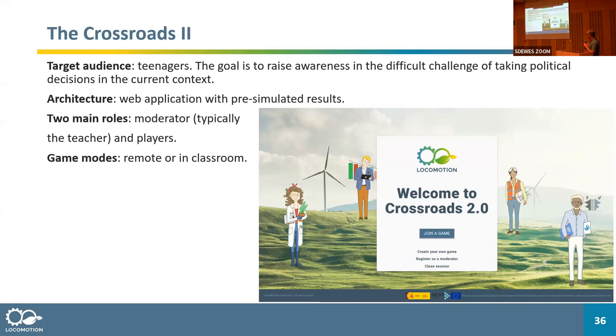This is also a web application, so it's accessed through the browser. And the application has two main roles. The role of the moderator, which is the teacher, and then the players. The game can be played either remotely, in which case the users communicate through a chat, or it can be played in the class, in which case students can argue and discuss their decisions in real time.